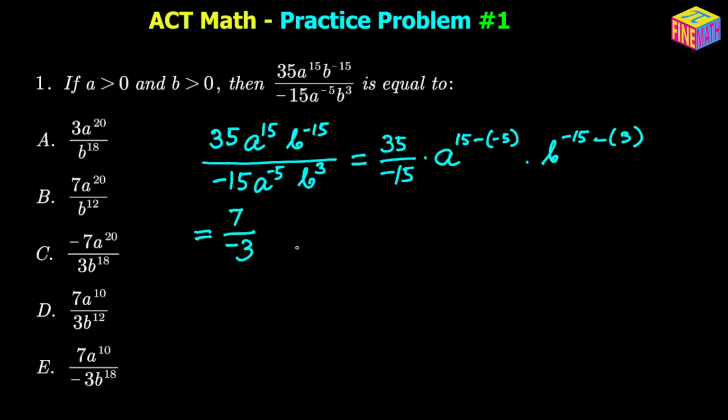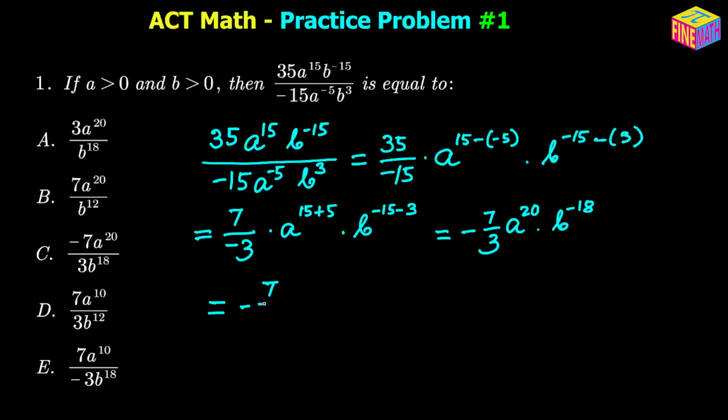So that would be negative 7 over 3 times a to the power 15 plus 5, and then times b to the power negative 15 and negative 3. This gives us negative 7 over 3 times a to the power 20 times b to the power negative 18, and that is equal to negative 7 over 3 times a to the power 20 divided by b to the power 18.